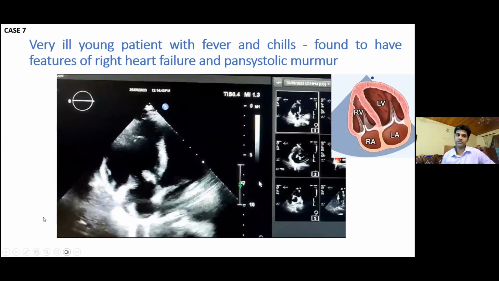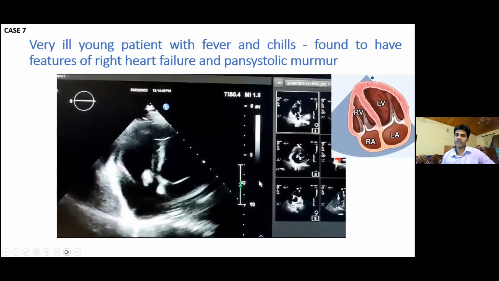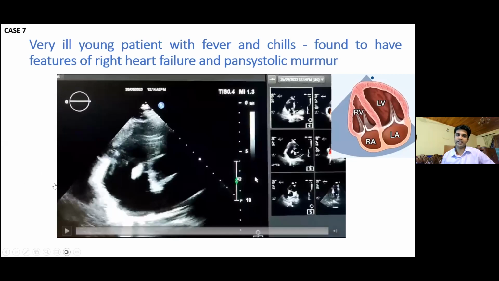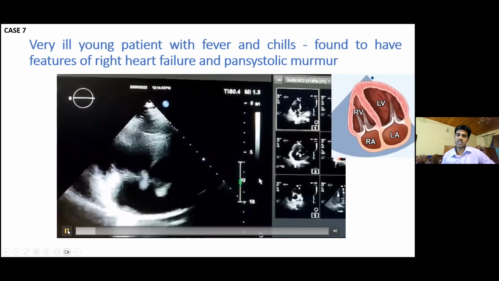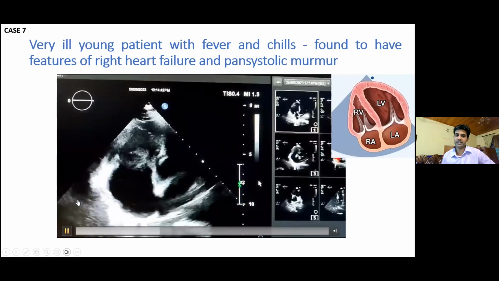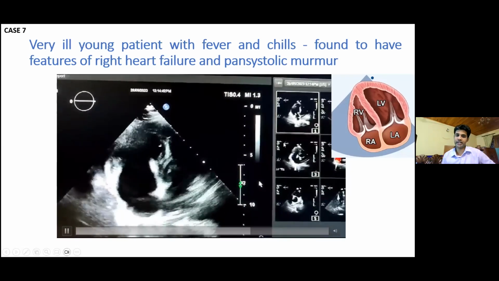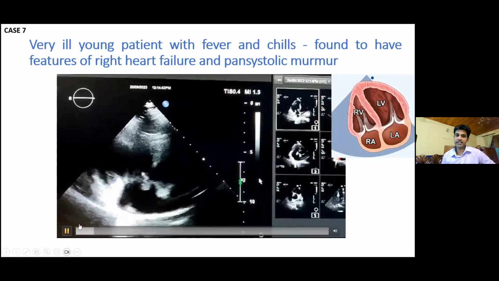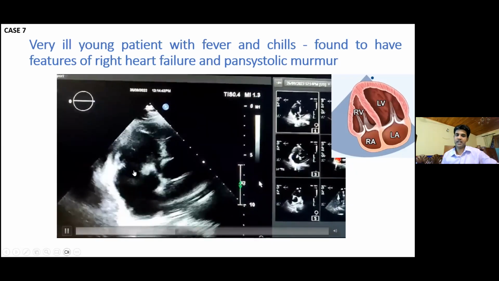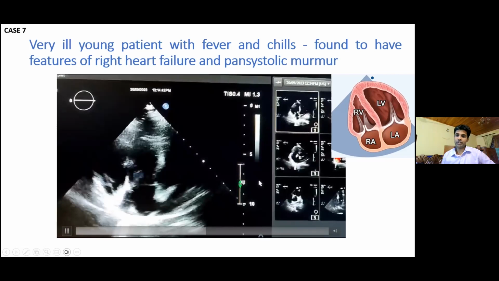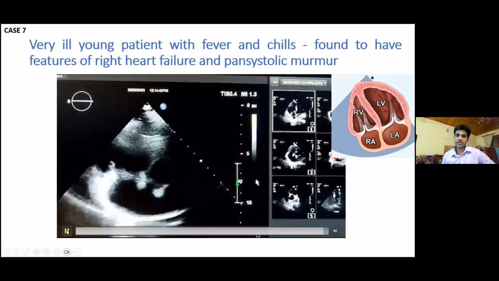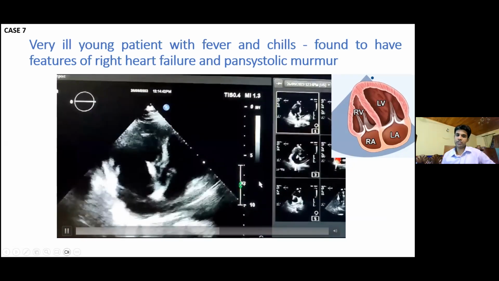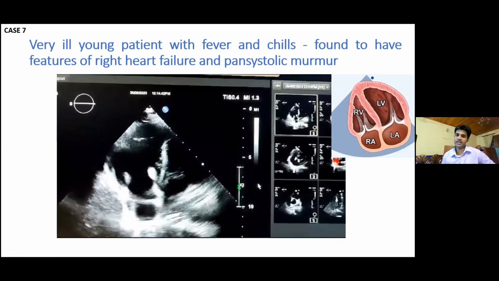Again, a very young patient who was coming with chest pain, fever, and chills. And then on clinical examination, he was having right heart failure with a harsh pansystolic murmur. And if you compare the video with the still image onto the right, you can again appreciate that the right-sided chambers are dilated with destruction of the tricuspid valve leaflets. And also, I wonder whether you can appreciate there's a presence of a large vegetation on the tricuspid valve leaflet. So the diagnosis of tricuspid valve endocarditis was made here.